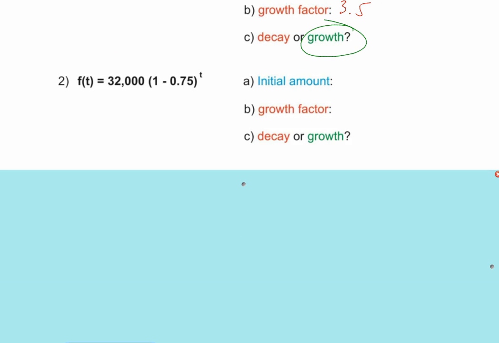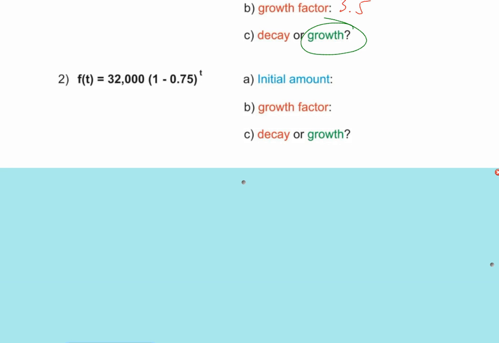Second example. No color. Oh no. Class, what's the initial amount? 32,000. All right. See your math skills. The growth factor is 0.25, right? Is this a decay or a growth? Decay. The base is less than 1. The growth factor 0.25 is less than 1. This thing is decaying. Away we go into decay.